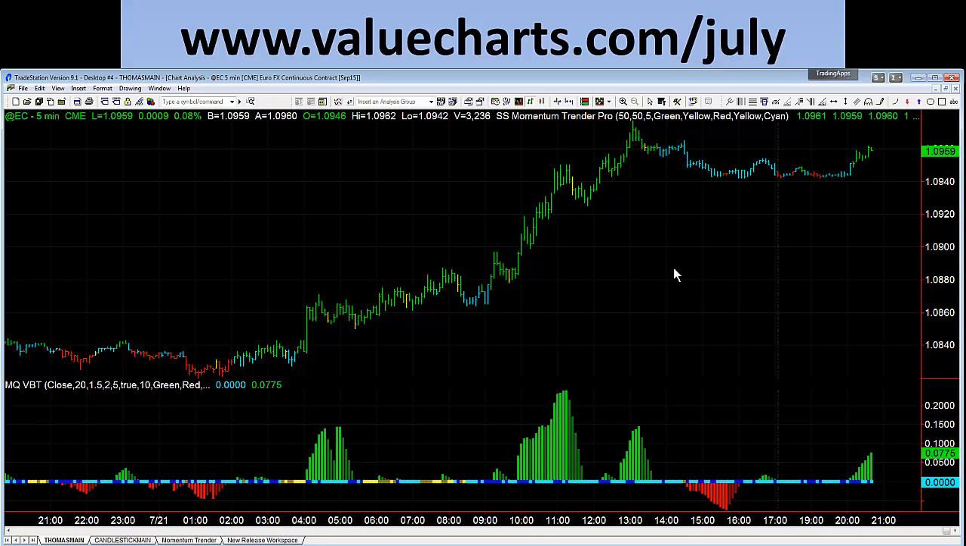What's the difference between the Trender Pro and the VBT Squeeze? The Trender Pro is coloring your price bars, telling you a momentum trend. The VBT Squeeze is identifying compression periods for a rapid expansion breakout.